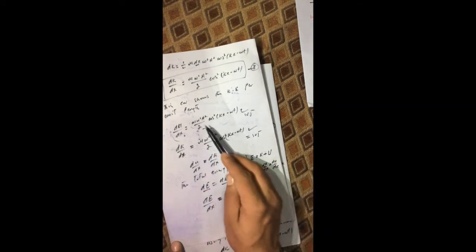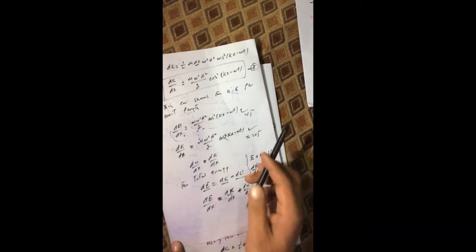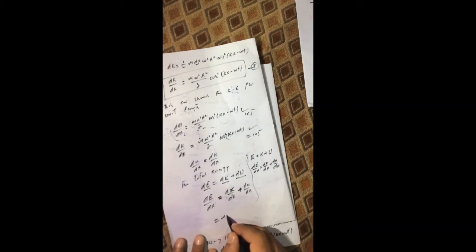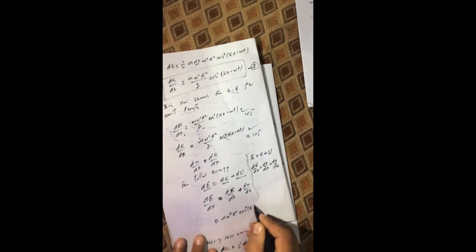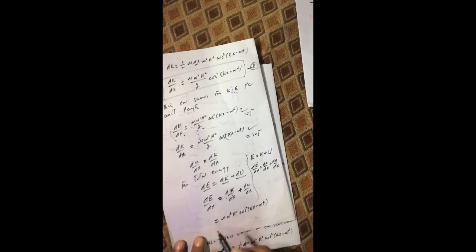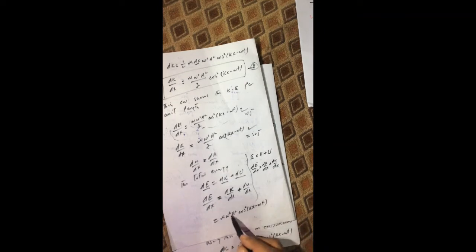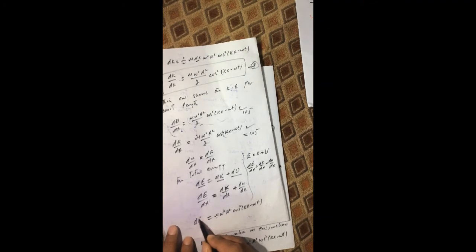So total energy per unit length is equal to kinetic energy per unit length plus potential energy per unit length. Kinetic energy per unit length is given by this equation, potential energy per unit length is given by this equation. So if I put it here, we get mu omega square a square into cos square (kx minus omega t). So there is a difference. Here we have 2, here we have 2 in the denominator. Here there is no such factor in the denominator of this total energy per unit length.